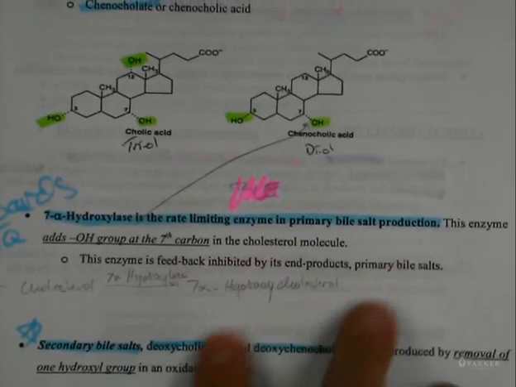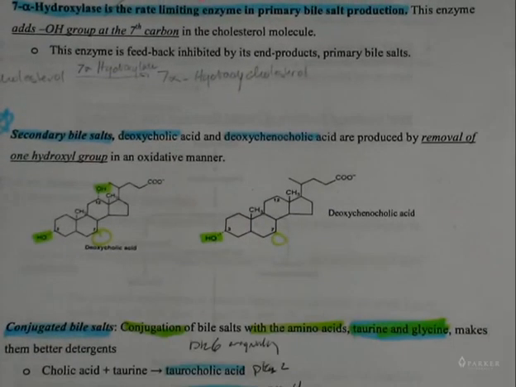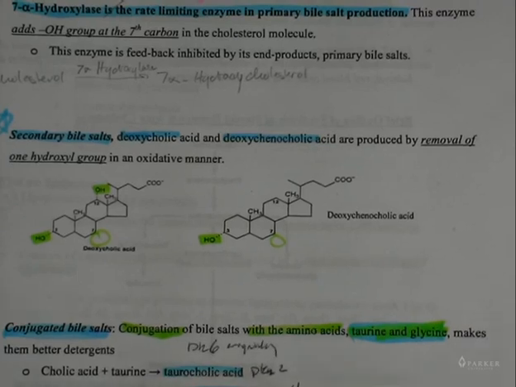It hydroxylates at the 7th position. It makes 7-hydroxycholesterol, not a big deal; in this case 7-hydroxycholesterol here is chenocholic acid. Secondary bile salts are deoxycholic and deoxychenocholic acid, where we rip the hydroxyl group back off position 7. We've deoxied it. So, primary bile salts: cholic acid, chenocholic acid. Secondary bile salts: deoxycholic acid, deoxychenocholic acid. That's what you need to know from there.